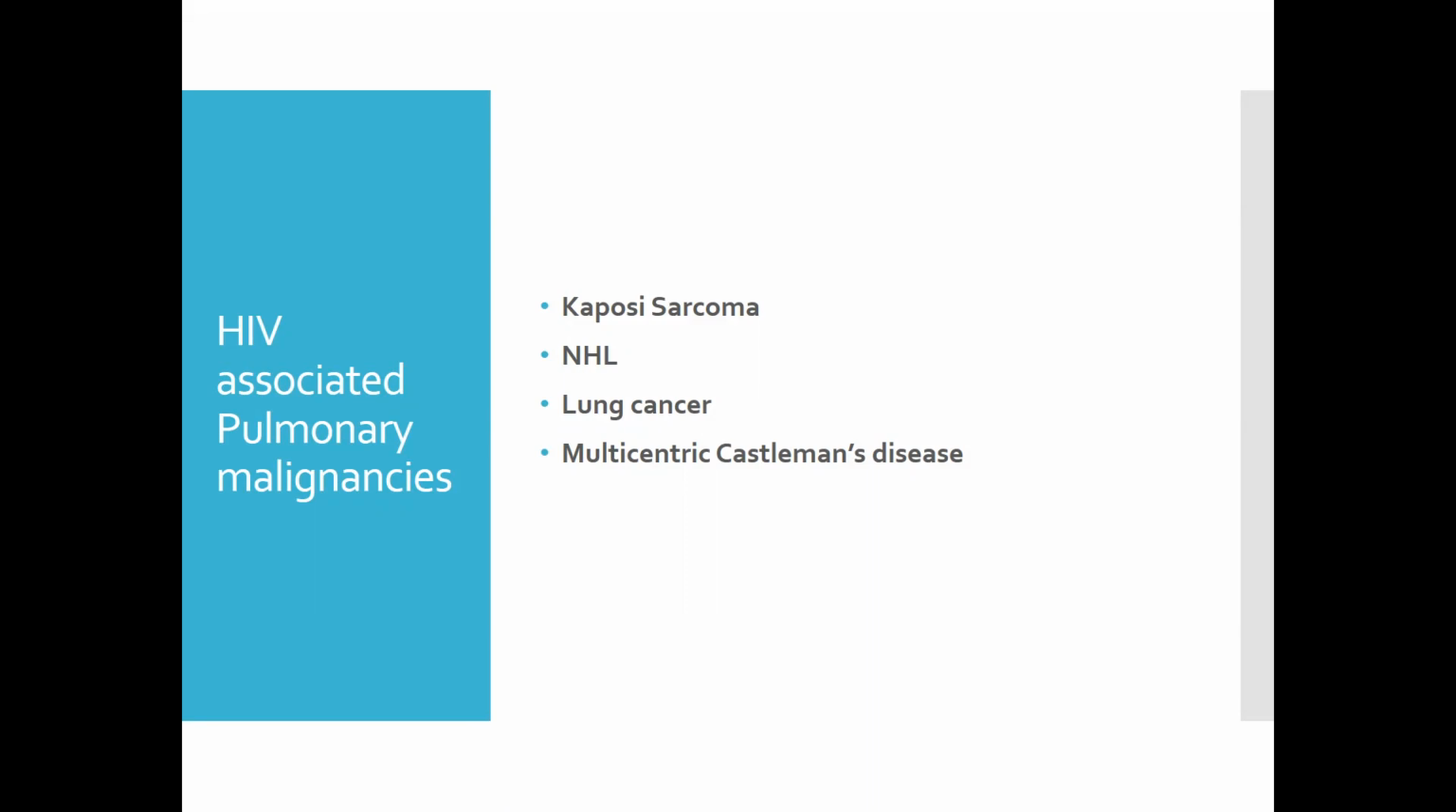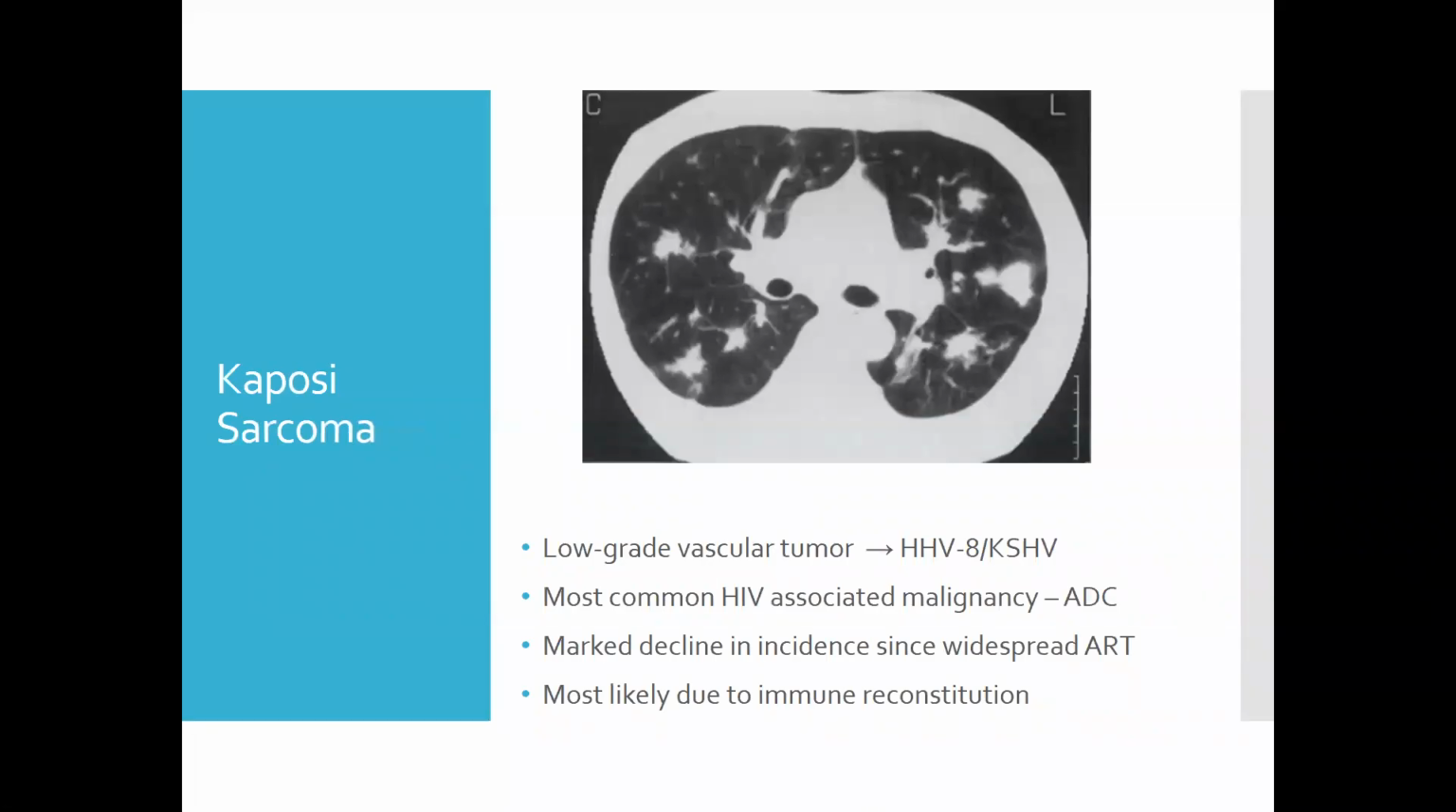So that was the general pathophysiology of how HIV causes malignancy. But now we will be discussing some specific malignancies that are seen in HIV patients, beginning with Kaposi's. As we all know, Kaposi's is a low-grade vascular tumor caused by HHV-8, human herpes virus 8 infection, which is also called Kaposi's sarcoma herpes virus. It's the most common HIV-associated malignancy, and it is an AIDS-defining cancer. As I had discussed earlier, there has been a marked decline in the incidence of Kaposi's after the advent of antiretroviral therapy, and this is likely due to immune reconstitution.